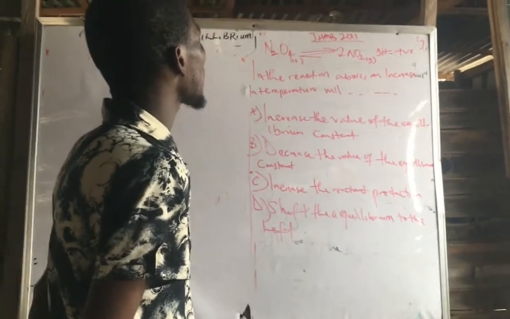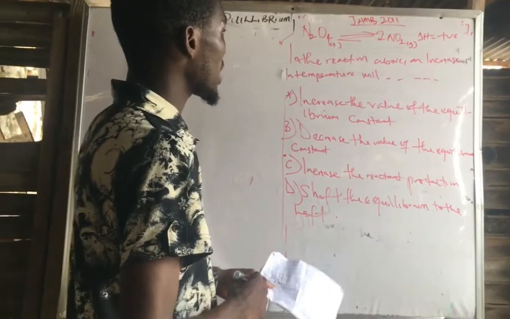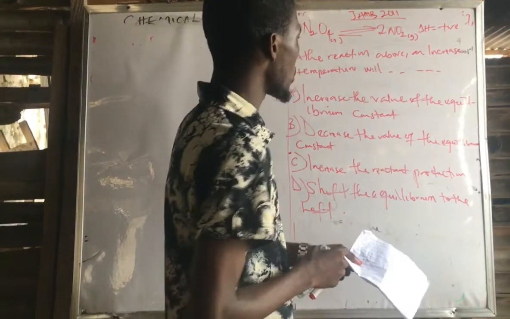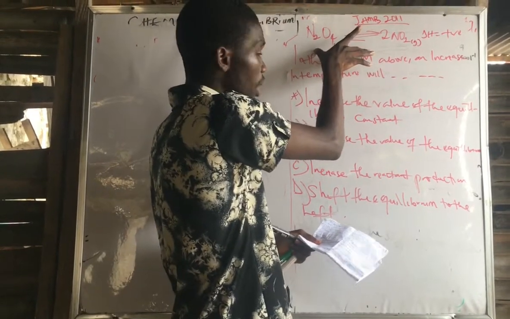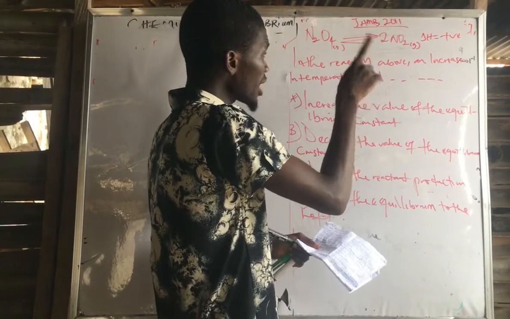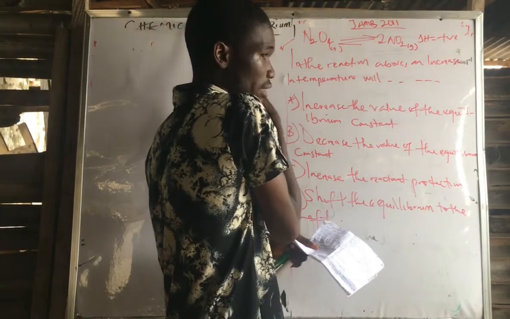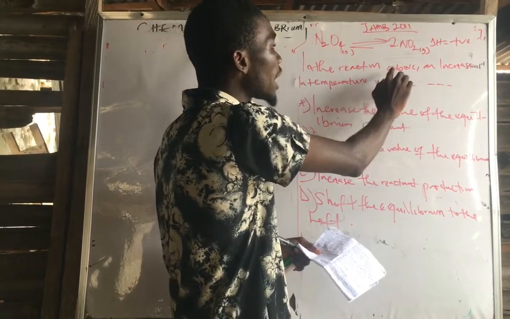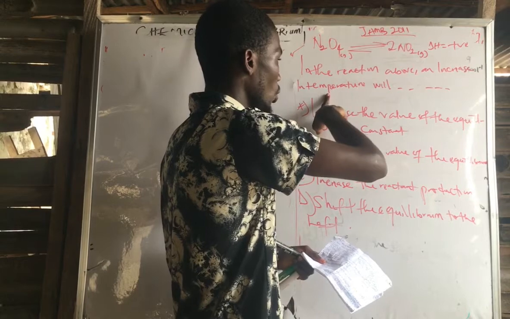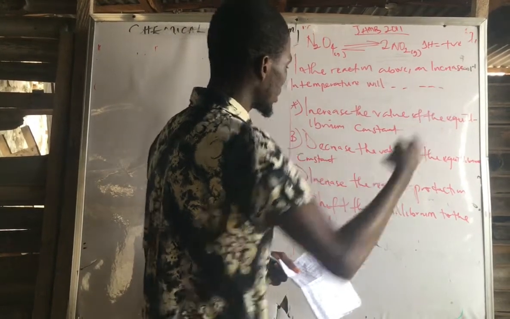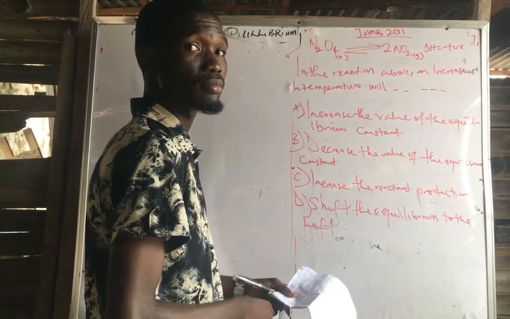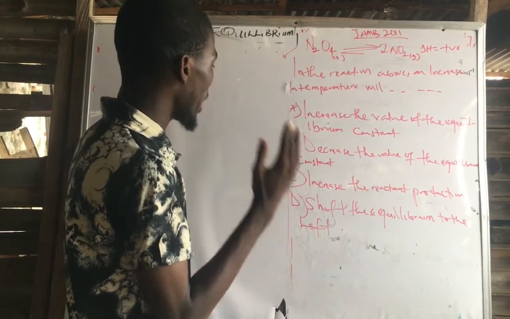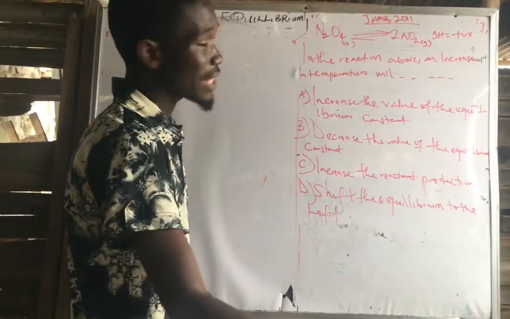So now, looking at what you have on the board here, let's look at it now. The effect of temperature on this is an increase in the position of equilibrium. The effect of pressure on this, there is an increase at the left hand side. Are you with me now? But I said in the reaction above, an increase in temperature will do what? Will it shift it to the left or to the right? So now that's the question.